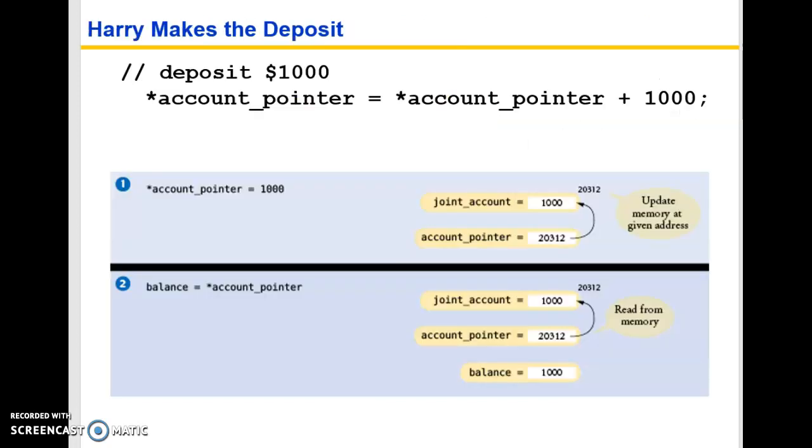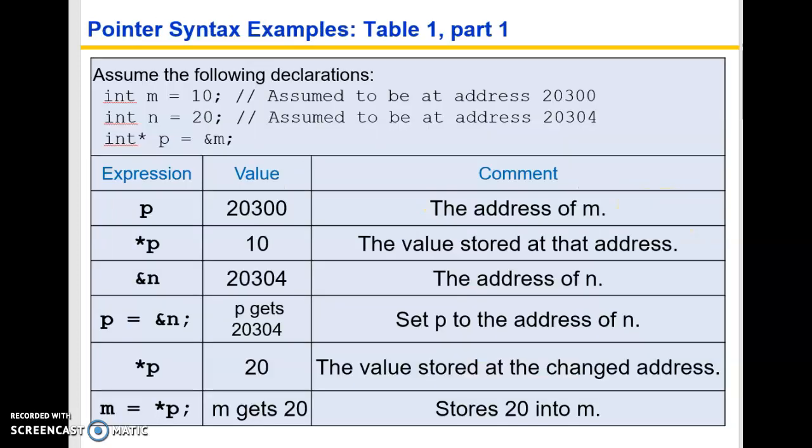So when Harry makes a deposit into a joint account, we can use an account pointer to show what the balance is, and then we can read from that function to be able to adjust that balance, and it will update the existing account. The way we put values, as shown in this example of pointer syntax, is that if we have an expression, it has a value that's the address. The value stored in that address is dereferenced using an asterisk. The address of any variable is obtained using the ampersand.